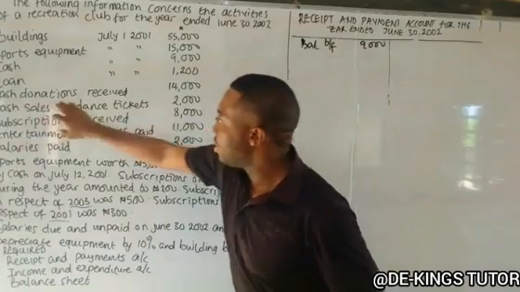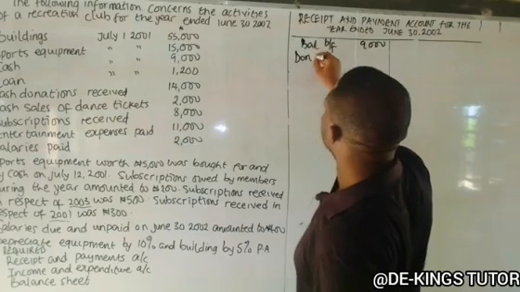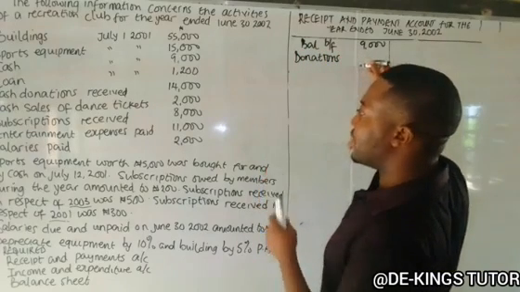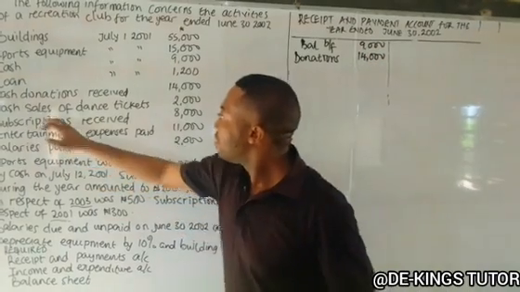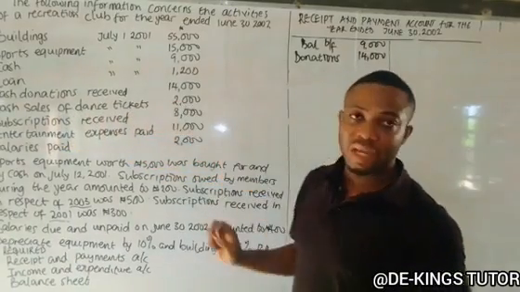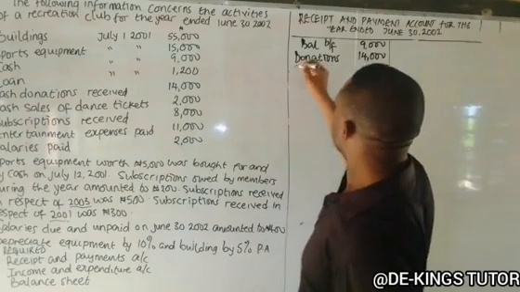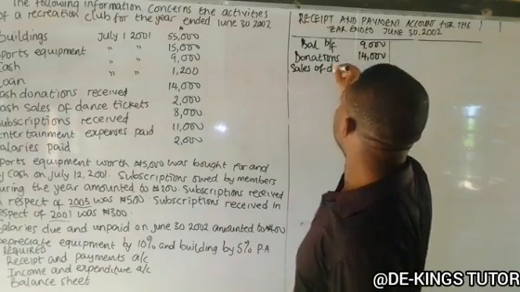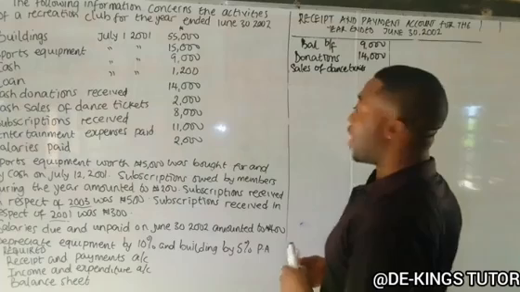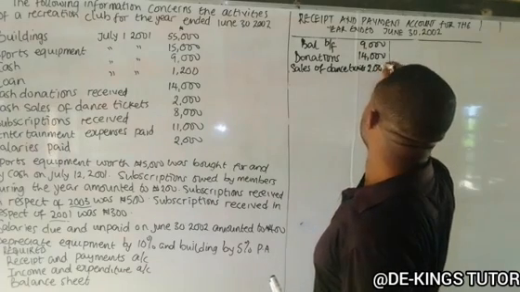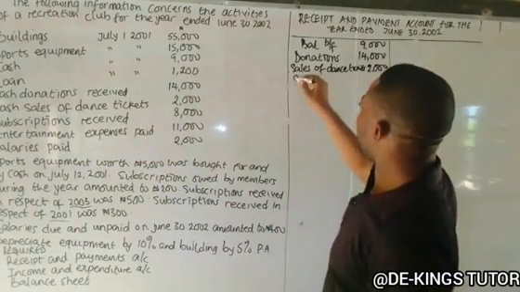Okay, so we continue. Loan. Now, cash donation received, 14,000. They received it, so it will come here as donation, 14,000. The next one says cash sales of dance tickets, 2,000. They sold tickets, so the money is coming in. So, sales of dance tickets, 2,000. And the next one says subscription received, 8,000.